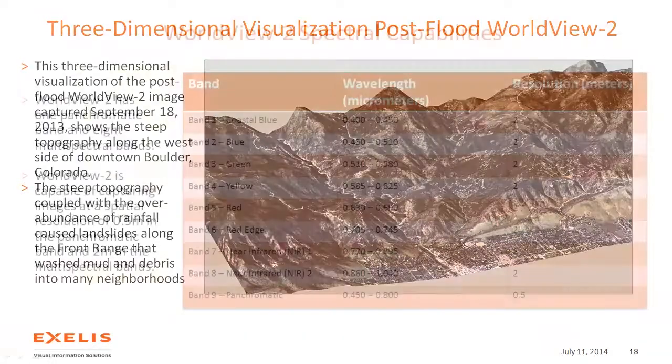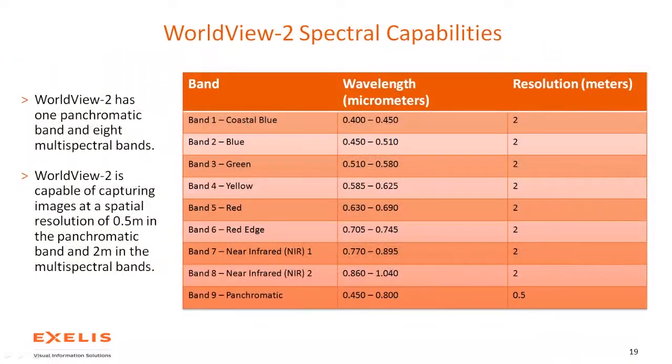WorldView 2, launched in October 2009, is the first high-resolution 8-band multispectral commercial satellite. WorldView 2 provides 46 cm panchromatic resolution and 1.85 meter multispectral resolution. It has an average revisit time of 1.1 days and is capable of collecting up to 1 million square kilometers of 8-band imagery per day.